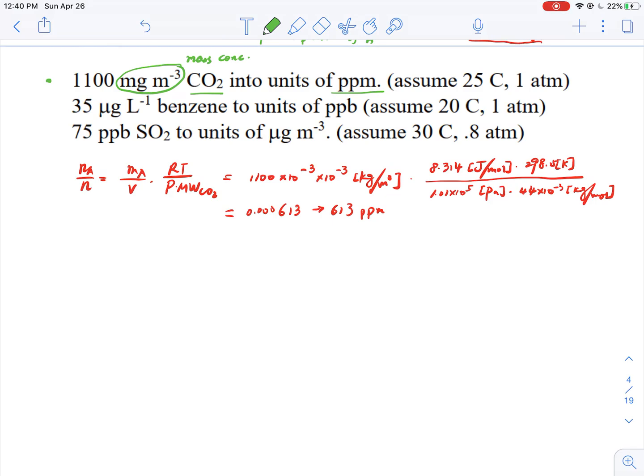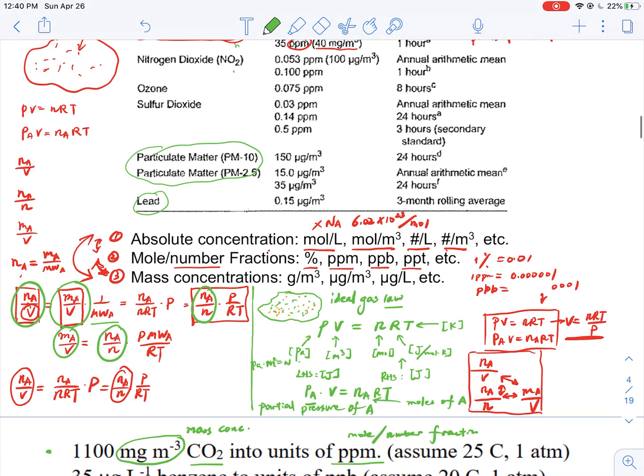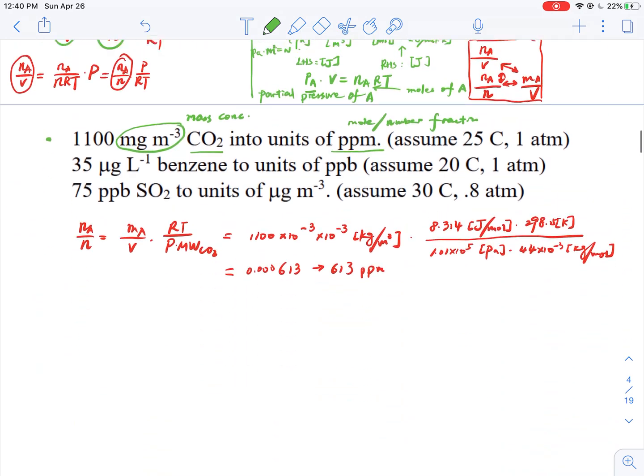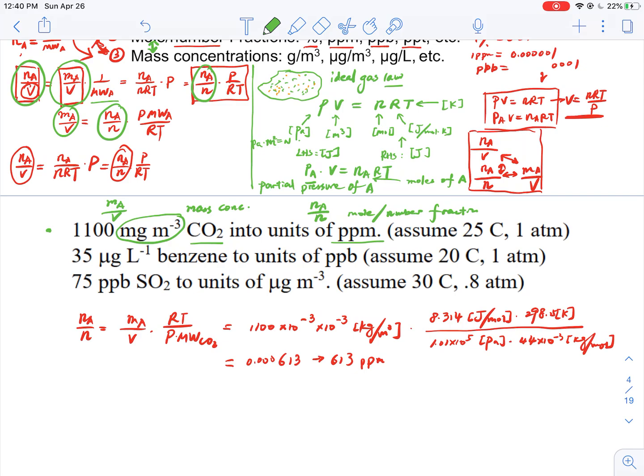And ppm is the mole or number fraction, right? So if we go back here, we're converting from this one to this one here, right? So basically, we're converting from MA divided by V into NA divided by N. So how do we do that? We have this equation here, right?